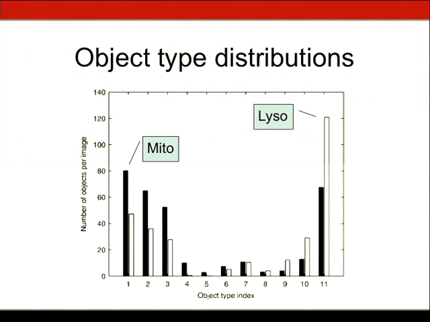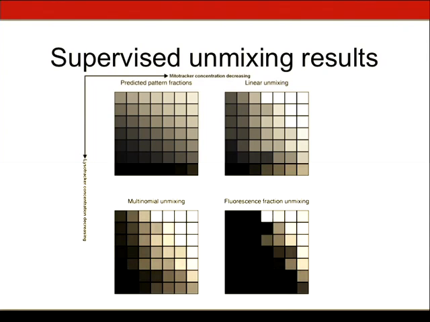So then from the images of the pure probes, we learned the object type distributions. We found 11 distinct object types. This is the distribution of the mitochondrial probe in black and of the lysosomal probe in white, showing that these object types are relatively enriched in mitochondria, these object types are relatively enriched in lysosomes, and this gives us the basis for saying we should be able to unmix any pattern by looking at the proportions of the different object types. All right? So here are the results of doing that.